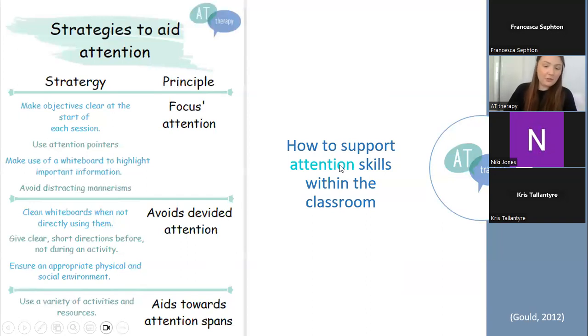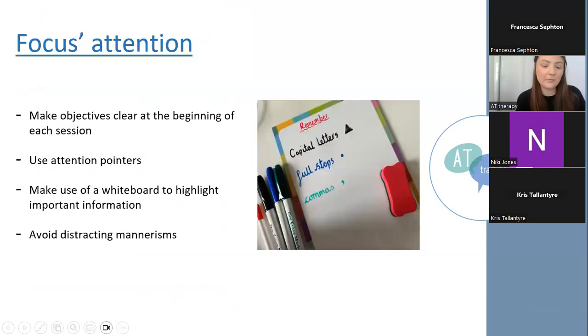So we're going to move on to looking at strategies to aid attention skills within the classroom. Again, you'll get this sheet at the end of the webinar. So first, we're going to focus on attention skills.